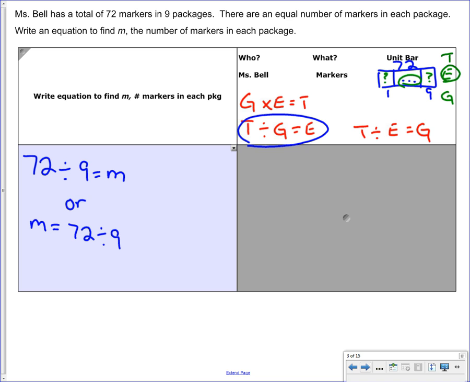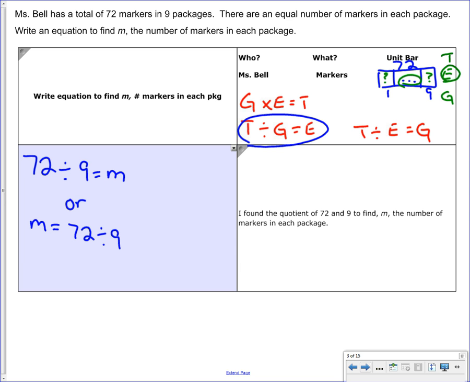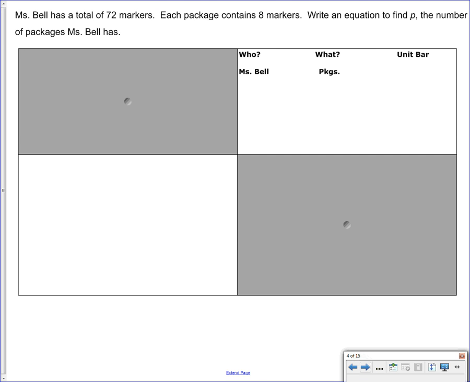Okay, so how did we solve this problem? We found the quotient of 72 and 9 to find m, the number of markers in each package. Okay, and let's take a peek at another problem. So again, we have Ms. Bell. She has 72 markers, but this time each package contains 8 markers. So we need to write an equation to find p, the number of packages Ms. Bell has. So they want us to write an equation to find p, the number of packages.